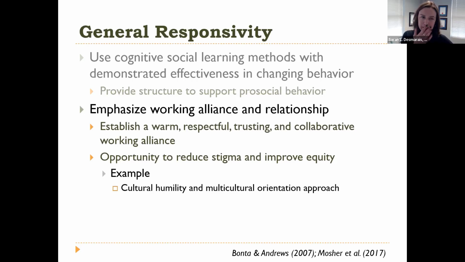The other thing that you want to say with general responsivity, and I talk a lot about this when I do START training, is that you've got to emphasize that relationship between the assessor, the provider, and the individual. And I always make the joke that you could be doing any kind of intervention, and there are going to be two things that are your best predictors of positive treatment outcomes.